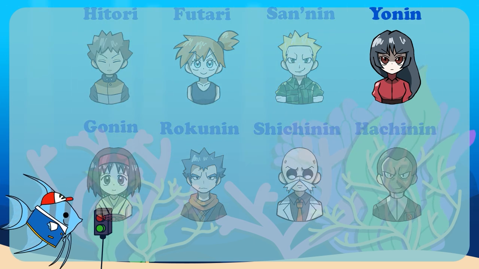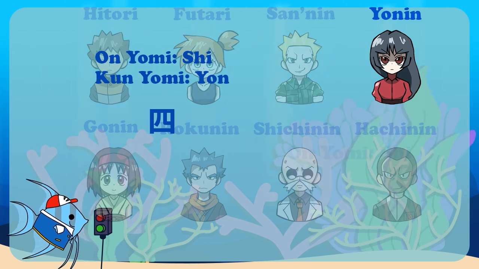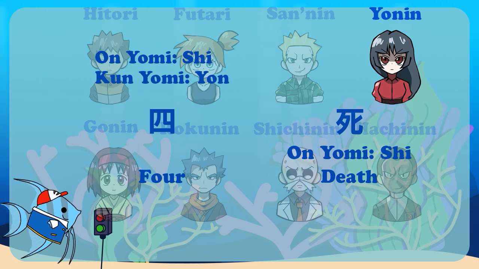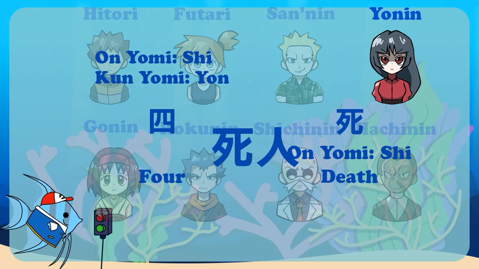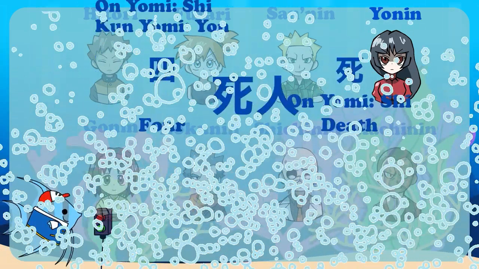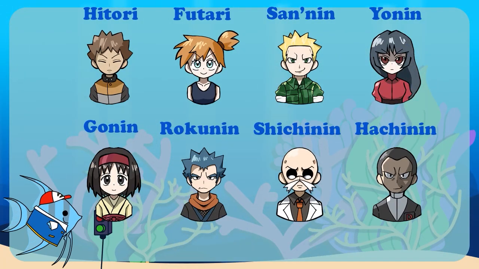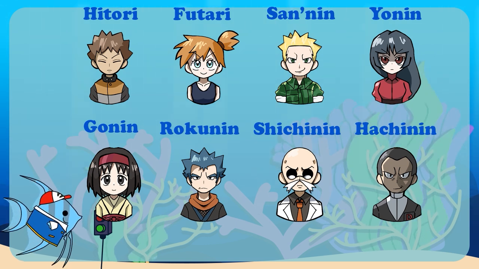4 often is said with the wago version yon, as the kango version shi is a homophone with the word death in Japanese. So, instead of shinin, which using these kanji directly translates to dead person, we say yonin. 9 also is often said kyuu instead of ku, as ku is a homophone with the word suffer in Japanese. So instead of kunin, we say kyuunin.